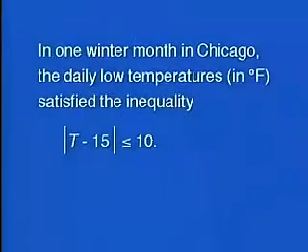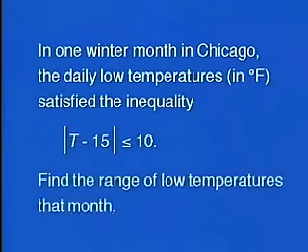Now, we can also look at some applications which involve absolute value inequalities. Here's a problem for us. In one winter month in Chicago, the daily low temperatures in degrees Fahrenheit satisfied the inequality the absolute value of T minus 15 is less than or equal to 10. Find the range of low temperatures that month.